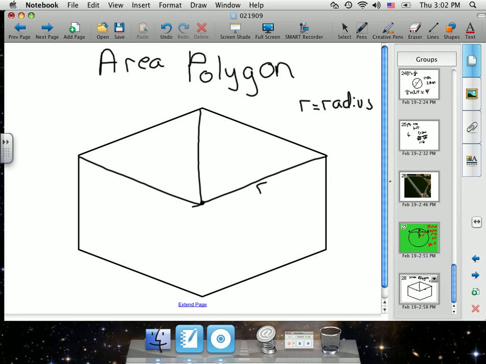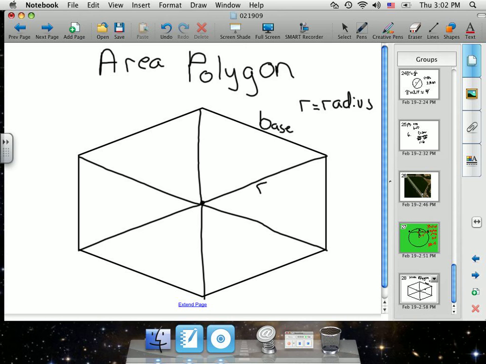Okay, and notice it cuts that hexagon into 6 triangles. And we already know how to find the area of triangles, right? One base times height divided by 2. Okay. So base times height divided by 2. So all we need to know is the base, which we're given here. That's our base of the triangle.